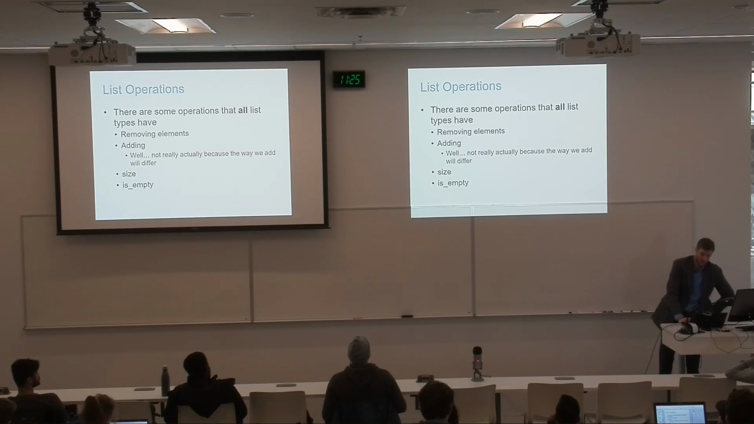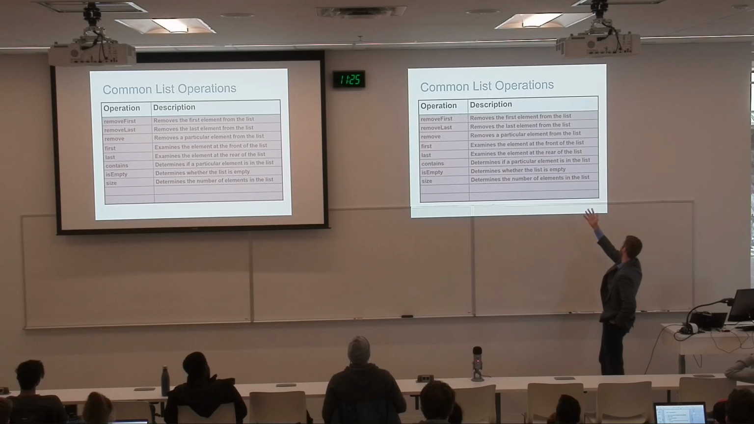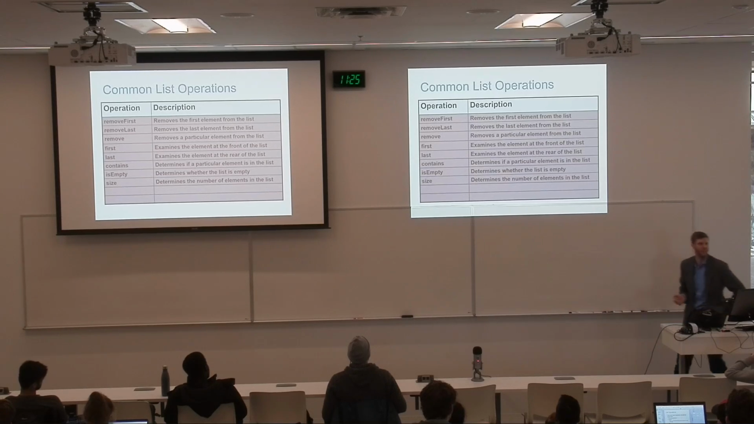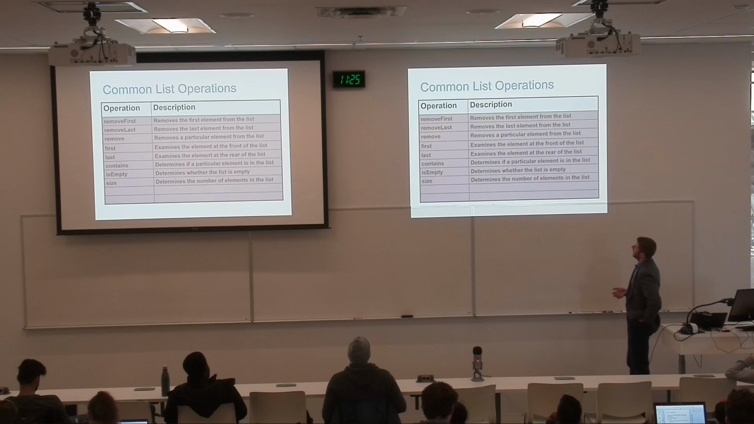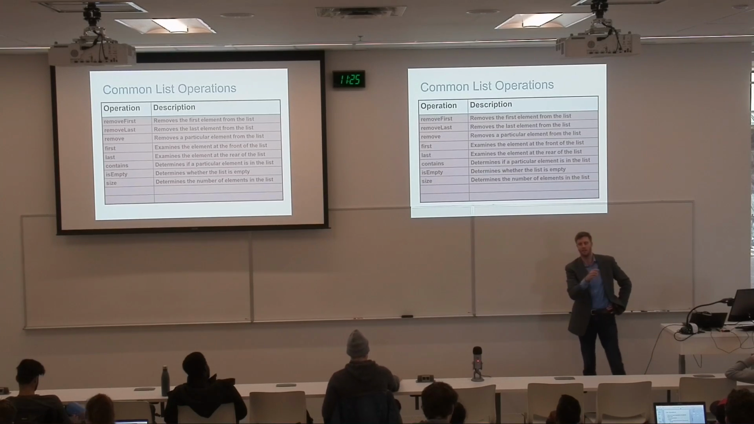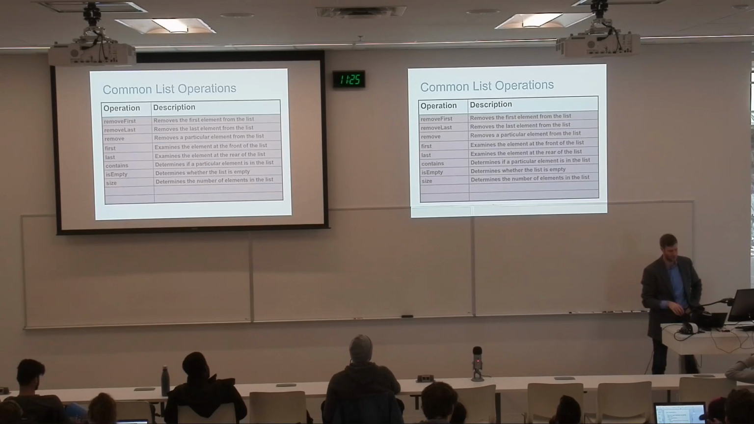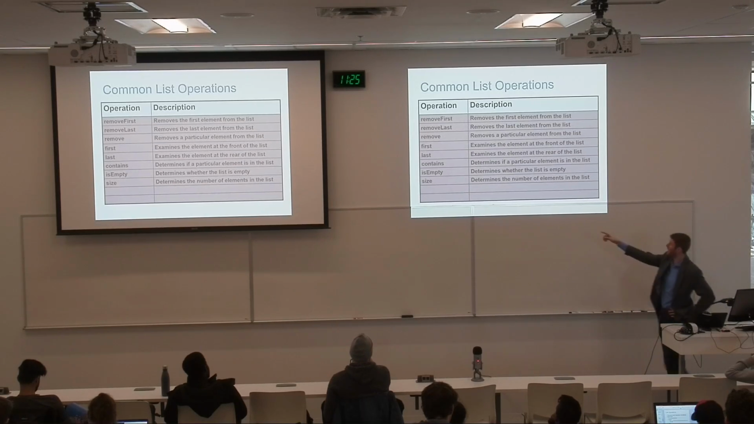Get the size, see if it's empty. So we've got maybe remove first, remove last, remove a particular element from the list. I guess we'll have to identify it in some way. First, last. First and last, I guess, are kind of like peek. Remember? It's like look at it but don't remove it from the list. See if it contains something. That might be handy, right?